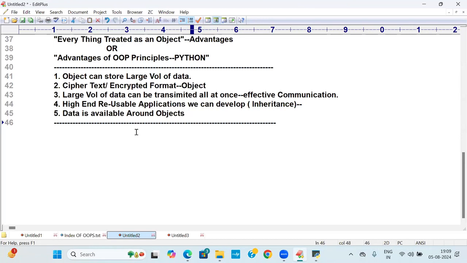So what are the advantages of OOPS? In OOPS based applications, an object stores unlimited data, taking high-end data calculations. Second, secrecy of the data: data can be transmitted securely. Security is improved. A large volume of data can be transferred all at once. Effective communication, got it. Next, data is available around the objects so that less memory space is taken. Reusable applications we can develop in a high-end format.